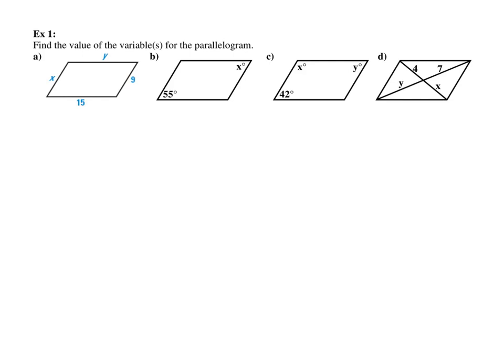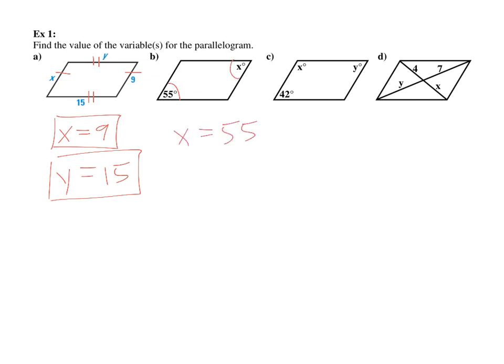Example 1, find the value of the variables for the parallelogram. All right, well, it's a parallelogram, so I know the opposite sides are the same. X is equal to 9. And then I know Y is equal to 15. That's all there is to it. All right, for the next one, I know opposite angles are congruent. These are the same, so X is equal to 55. For the next one, I know that the opposite angles are congruent, so Y is equal to 42.